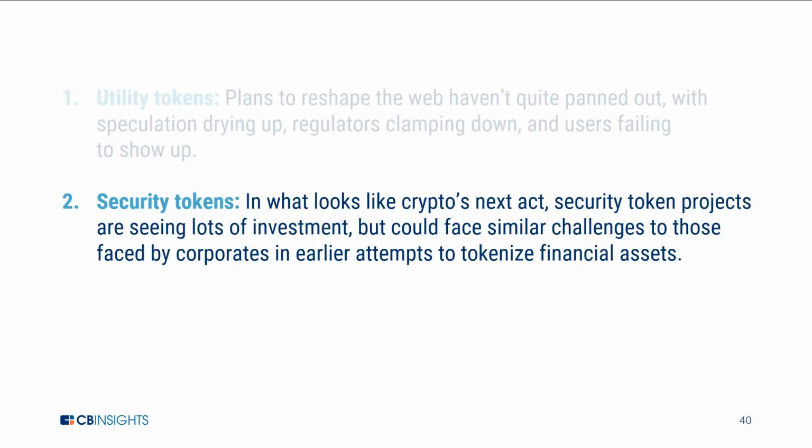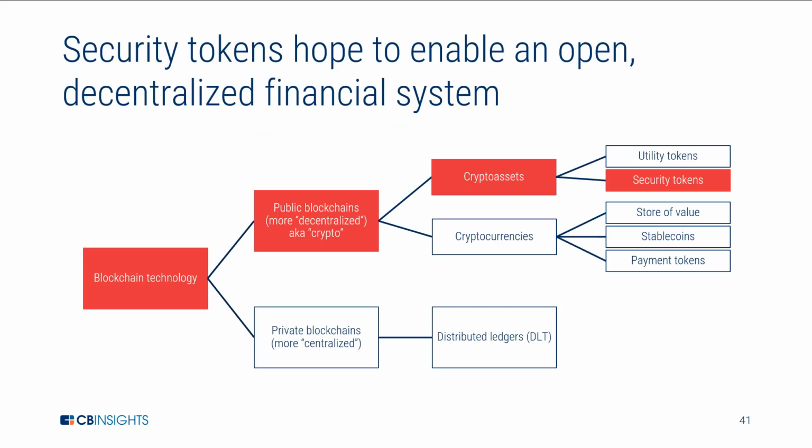On the other side, we have security tokens, which are seeing lots of investment. However, these projects might face similar challenges to those faced by corporates in earlier attempts to tokenize financial assets. Again, let's frame where security tokens live. These are basically assets, stocks, bonds, and then more liquid assets like real estate or fine art that are assigned tokens which are then placed on public blockchains.